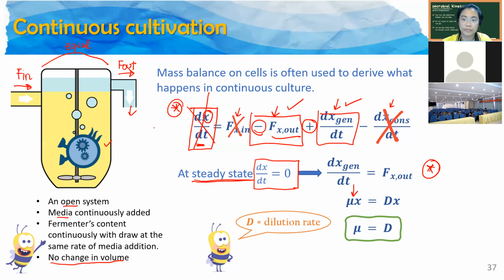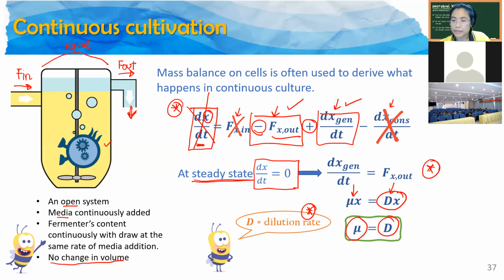And the flow out here is equal to this term times X. We will talk about this term, which is the dilution rate, in the next slide. For continuous cultivation, the dilution rate equals the specific growth rate. This is the important point for continuous cultivation. And this D is the dilution rate.